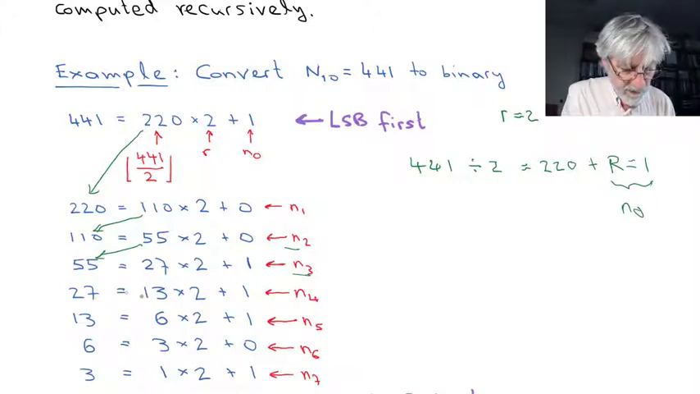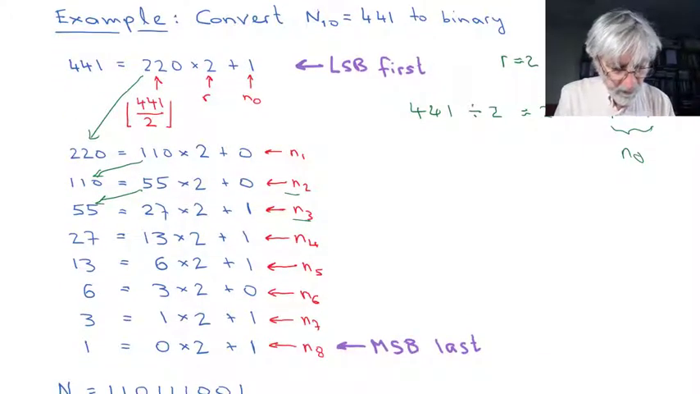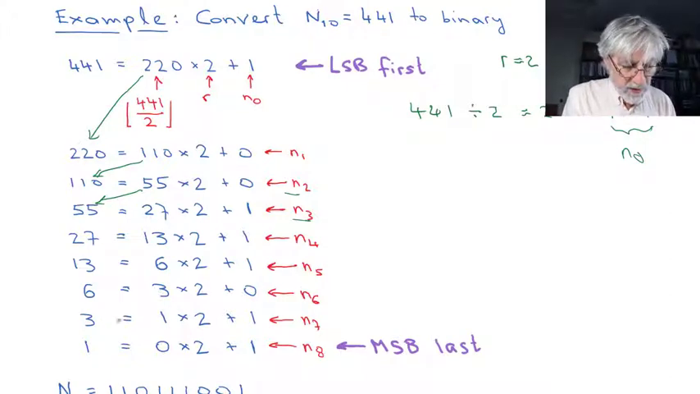27 divided by 2 is 13 plus 1, so we have another remainder of 1. Then 13 divided by 2 is 6 plus a remainder of 1. 6 divided by 2 is 3 plus a remainder of 0. 3 divided by 2 is equal to 1 with a remainder of 1. And then 1 divided by 2 gives us 0 and a remainder of 1. And once we get the quotient that is 0, then we are done with our conversion. We don't have to do anything more.